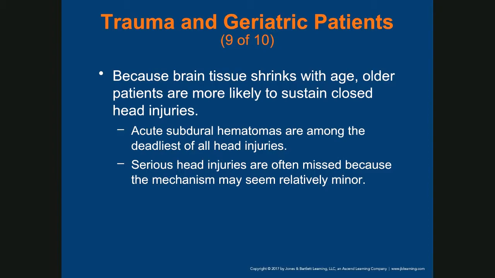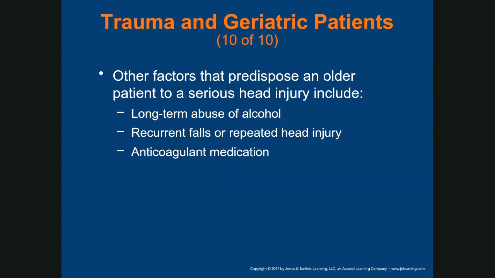Now, because the brain tissue shrinks with age, older patients are more likely to sustain closed head injury. Acute subdural hematomas are among the deadliest of all head injuries. Serious head injuries are often missed because the mechanisms may seem relatively minor. Other factors that predispose an older patient to serious head injury would include long-term abuse of alcohol, recurrent falls, repeated head injury, and anticoagulant medications.